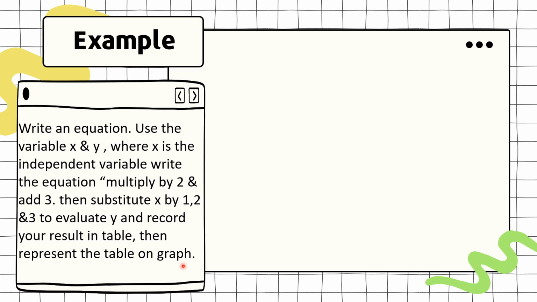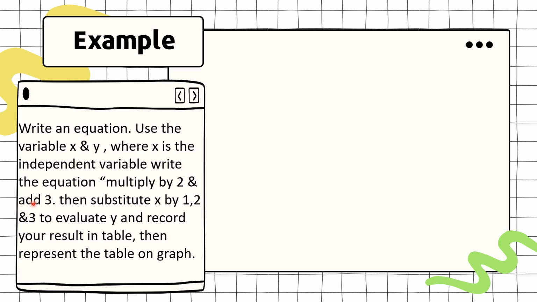In such a long question with a lot of requirements, please take your pencil and put lines on what is requested. First of all, based on the information, x is the independent variable and the dependent variable is y. Second, it is requested to write the equation. This is the first requirement: to write the equation, multiply by 2 and add 3.